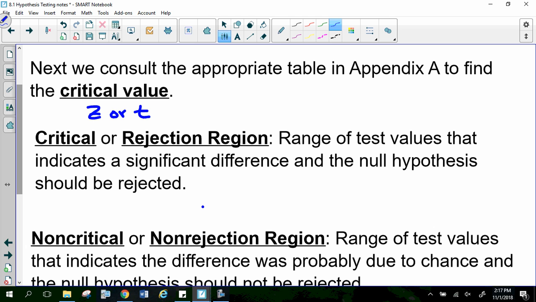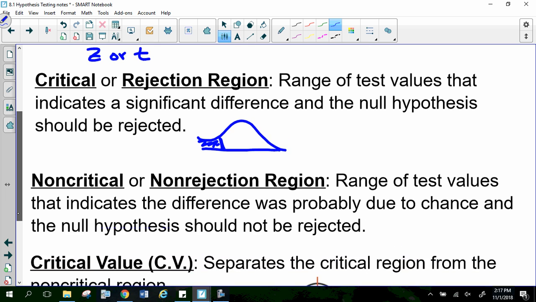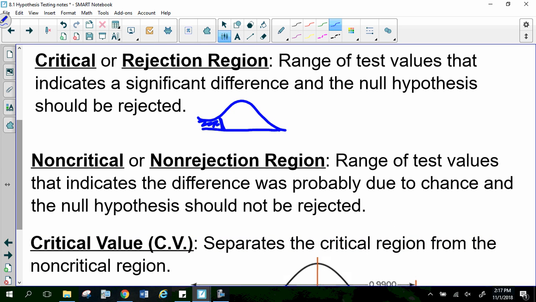We would have our curve, and if our alpha is over here, this is the area where, if my test statistic falls, I reject it. That's called the critical region or the rejection region. The non-critical or non-rejection region is the other part. If my value lies anywhere over there, then I don't reject H naught. It's the range of test values that indicate the difference was probably due to chance, so the hypothesis should not be rejected because it could be just due to chance.